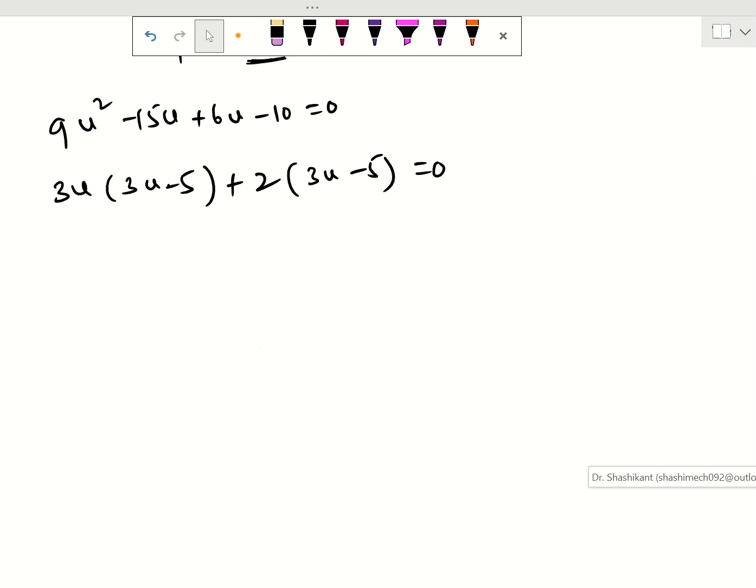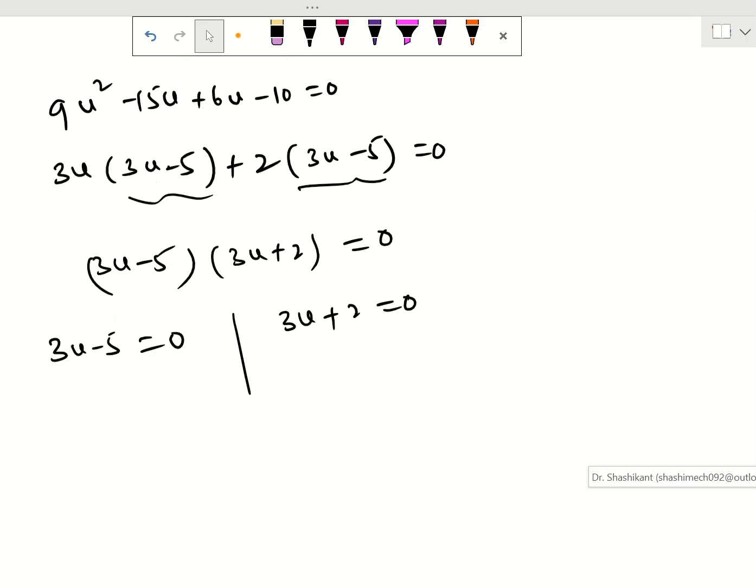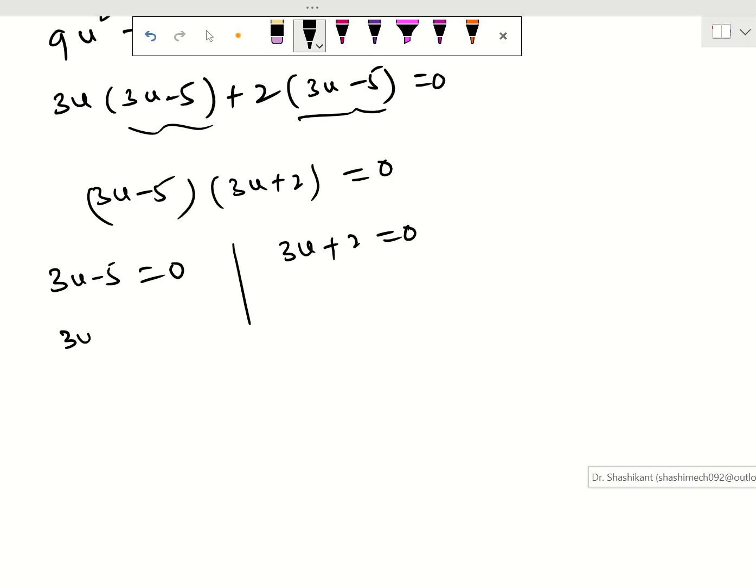Now if we solve this, the term (3u − 5) is common, so it will be (3u − 5)(3u + 2) = 0. Here we can split this into two terms: 3u − 5 = 0, and again 3u + 2 = 0, right? So 3u = 5, and u we can write as 5/3. And in the second case, 3u = −2, and u is equal to −2/3.